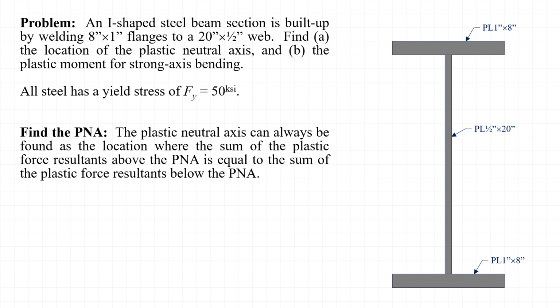In general, the plastic neutral axis of a cross-section can always be found as a location where the sum of the plastic force resultants above the plastic neutral axis is equal to the sum of the plastic force resultants below the plastic neutral axis.